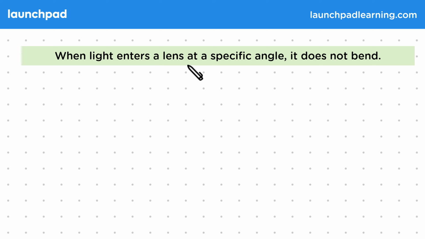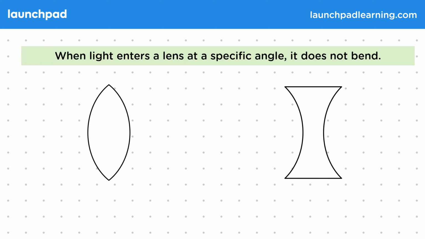When light enters a lens at a specific angle, it does not bend. Now, lenses are devices which use refraction to change the paths of light rays in order to form images. A convex lens like this one will cause light rays to converge, and a concave lens like this one will cause them to diverge. However, with both of these lenses, if we send rays into the middle of the lens in a specific direction, like so, we see that the direction of the ray doesn't change.